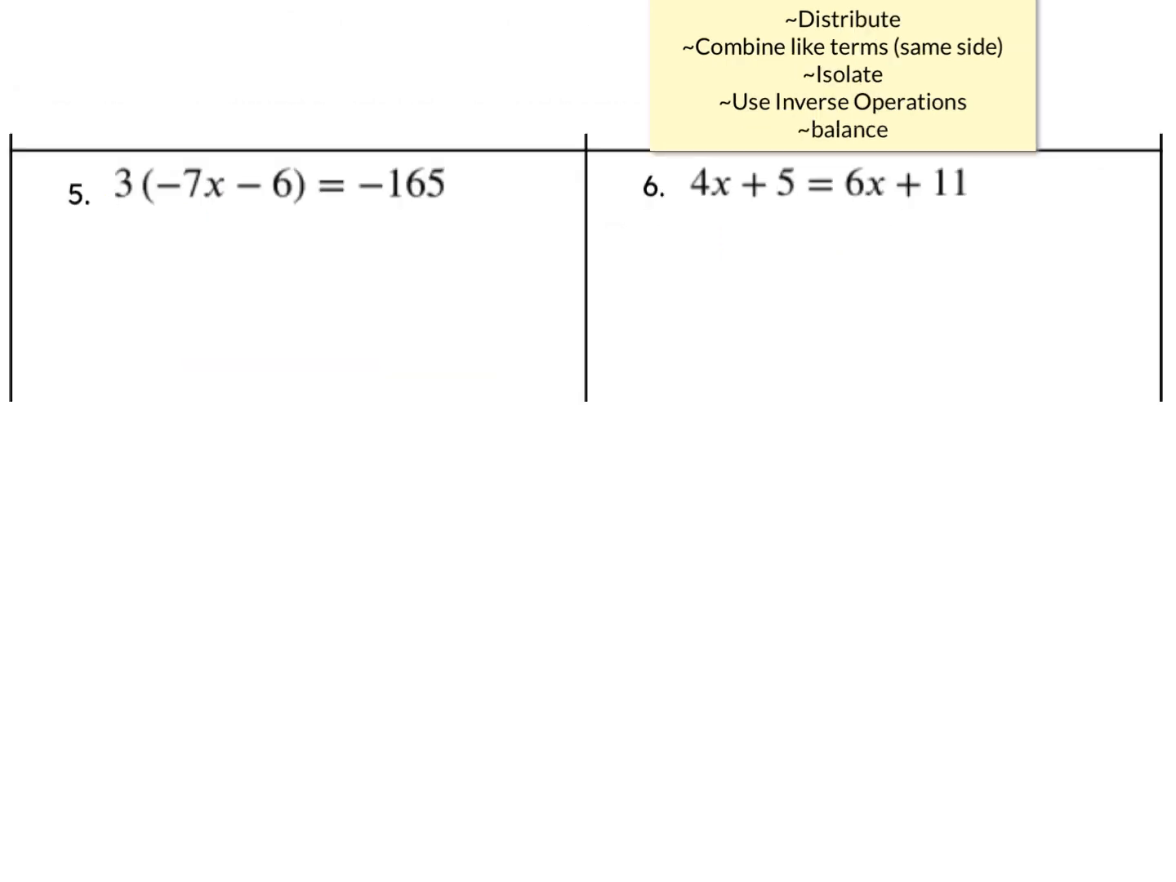Okay, moving along to 5 and 6. Again, I don't know if I mentioned this before, but if you're running out of space, just grab a piece of notebook paper. Don't try to cram it all in there. Take your time, write neatly.